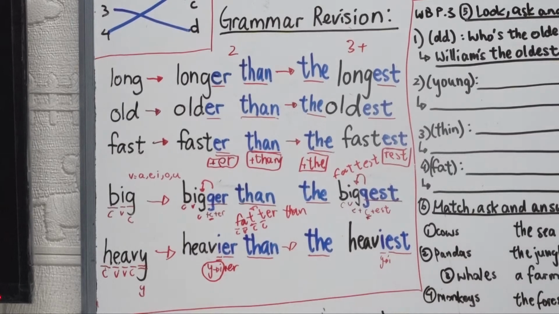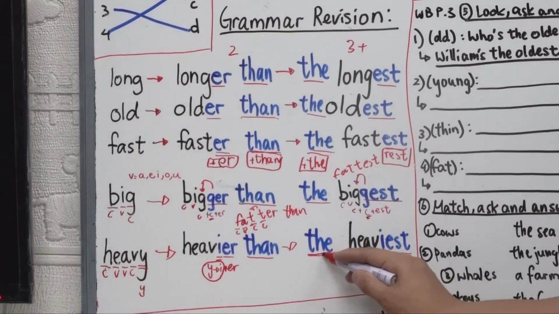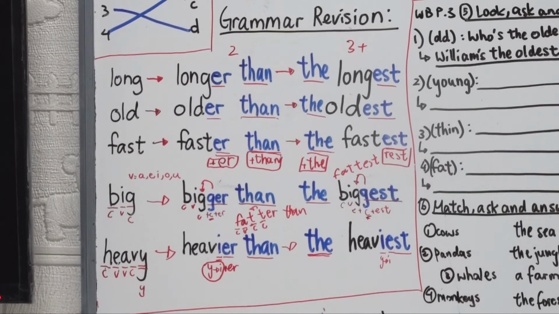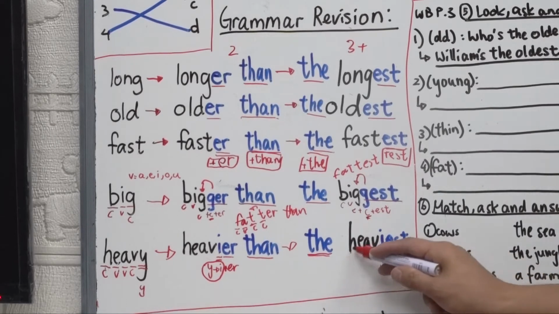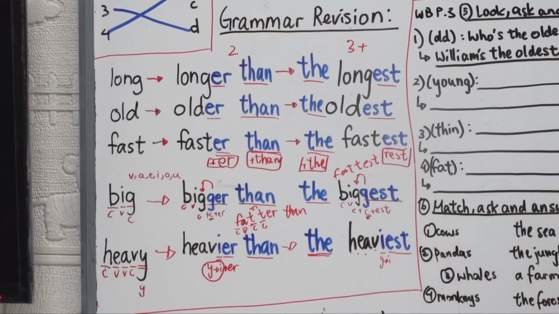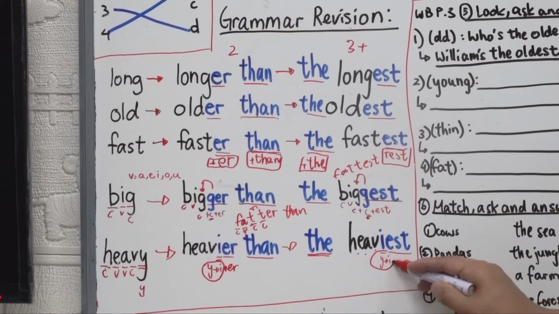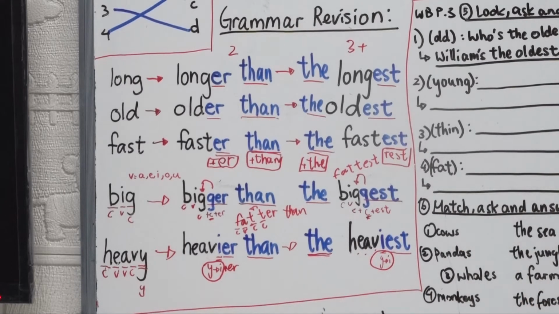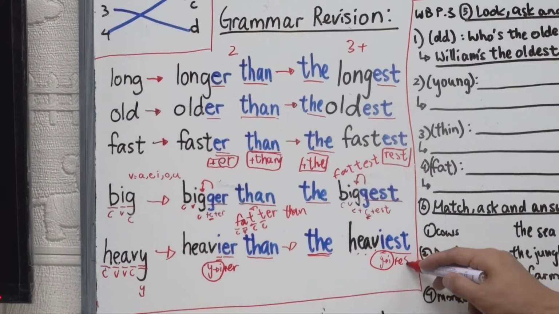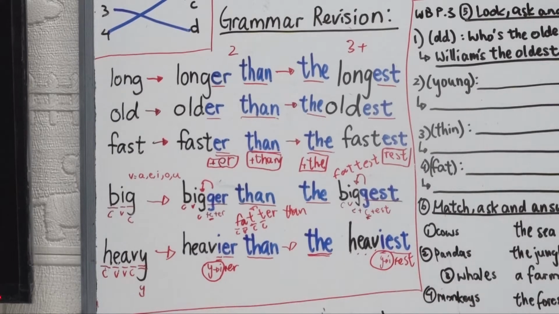How do we change it into the superlative form? The heaviest. Don't forget the word the. Same thing: the, and then heavy. H-E-A-V. Remember, change the Y to I. So H-E-A-V-I, and then you put E-S-T. Heaviest.